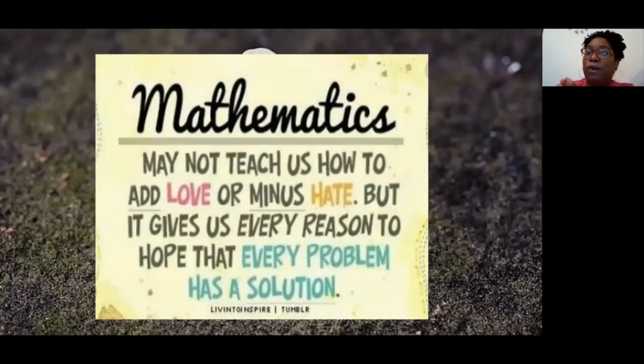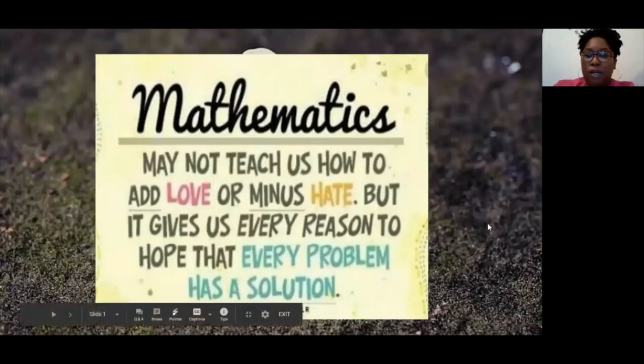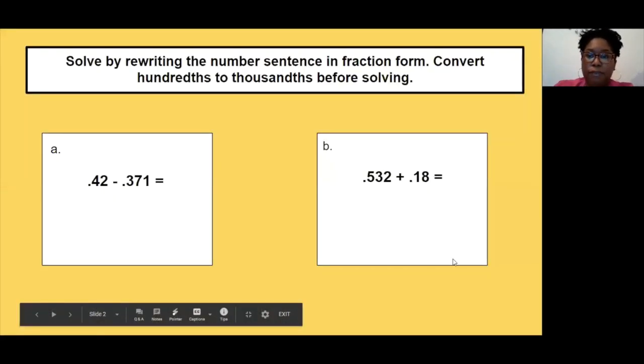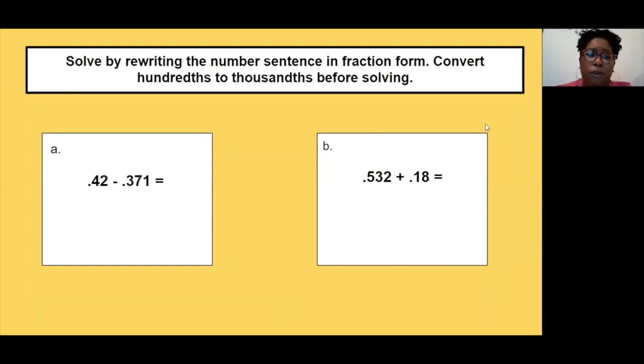So let's begin with a little warm up to see what could possibly happen when you add and subtract decimals to the thousands. Hopefully you have a pencil and paper nearby. So grab that and let's get started. Okay, let's try these first two examples before jumping into our new goal for today. Solve by rewriting the number sentence in fraction form. Convert hundredths to thousands before solving. Pause the video to work through each problem, then come back so we can review them.